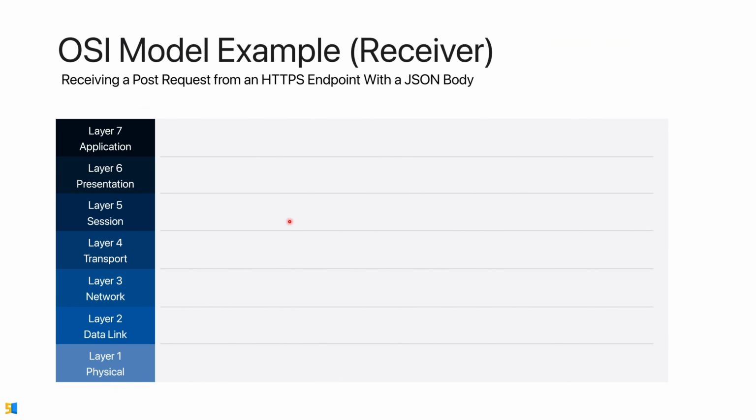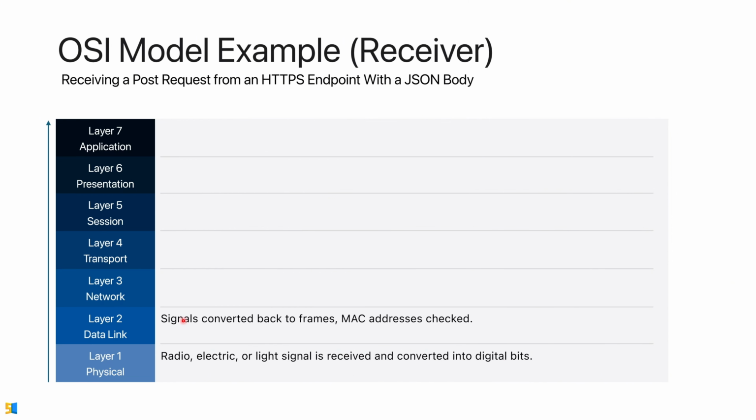Meanwhile, from the receiver's point of view, because it receives, it goes from layer 1 to layer 7, so the direction will be upward. It receives the signals and converts them into digital bits. The signals are converted back to frames, and then the MAC address will be checked here. After that, the IP address from the IP packet will be checked. Here the routing decision will be made, like whether it's a request for me or not.